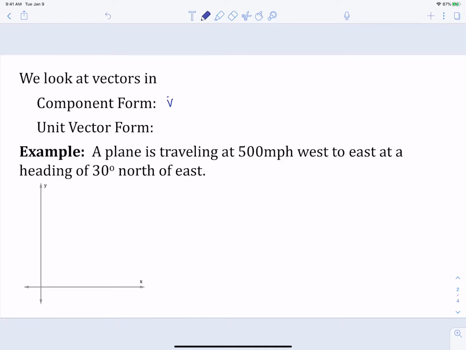We looked at that component form where it kind of looks like an ordered pair, and it's talking about, if this is a position vector and it's starting at 0, 0, the point that it would end up at is 7, negative 2. And we could also look at it in unit vector form.